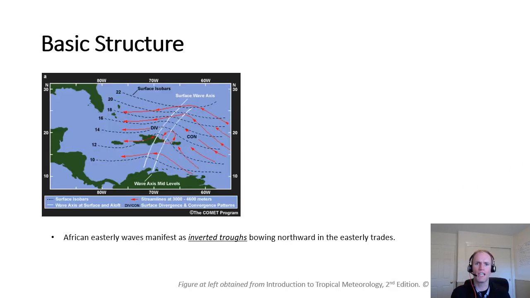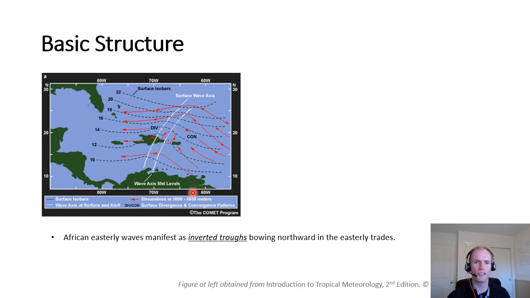So that sort of wraps up our discussion of their dynamical growth mechanisms. Now we want to take a look at their basic structure. So we have this idealized schematic here at left, and we have surface isobars in the black dashed contours here, missing the leading 10. So this is 1,010 all the way up to 1,022 hectopascals. And note how they bow toward the north in this case. So at any given place along that bowing structure, the pressure is lower than it is to the west and to the east. So we have an area of low pressure.